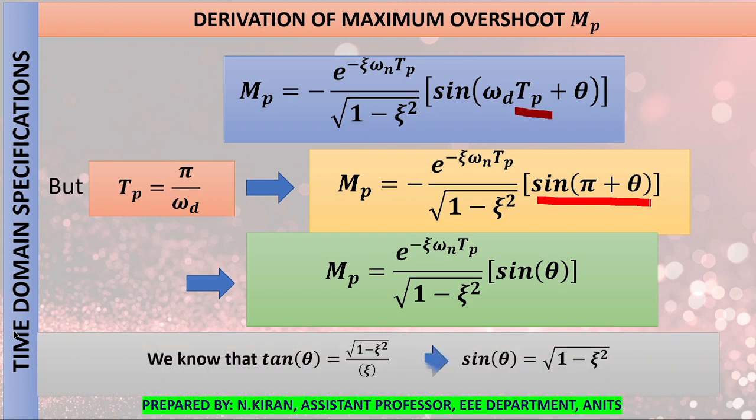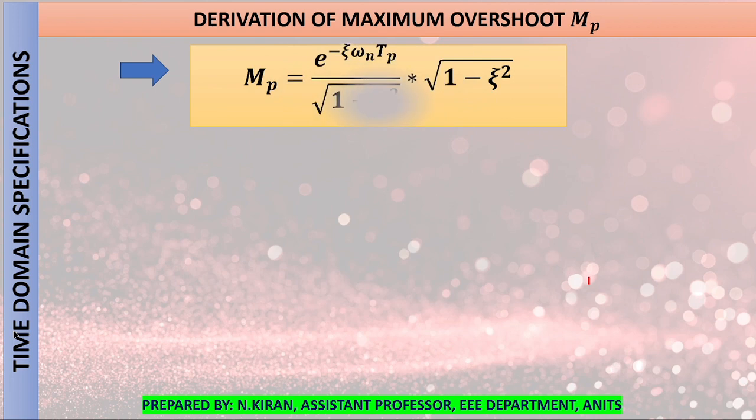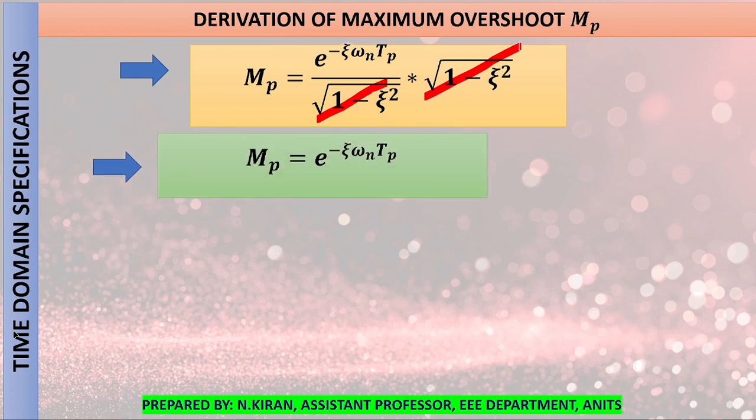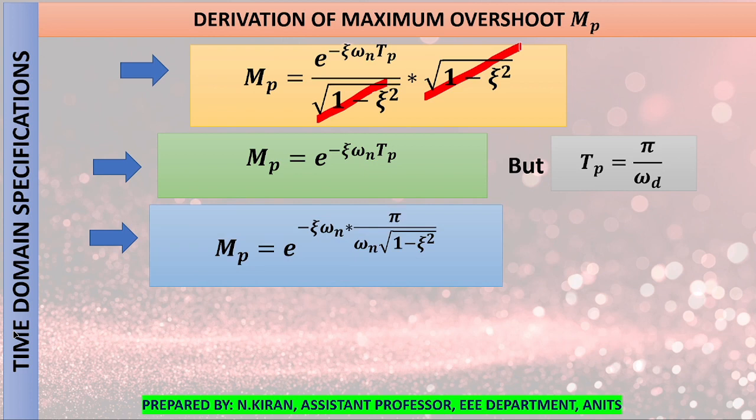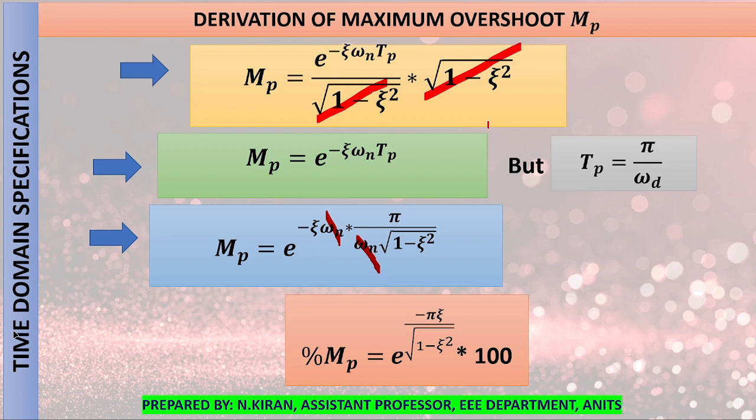We all know the expression for tan theta, isn't it? It is root over 1 minus zeta square by zeta. If we place this in a right angle triangle, that will give me the expression of sine theta to be root over 1 minus zeta square. This I will replace in the above expression. That will cancel out the term root over 1 minus zeta square, which is already present in the denominator. Therefore Mp value will be e power minus zeta omega n into tp. Again here tp is nothing but pi by omega d. So I'll substitute that, and omega d is eventually omega n into root over 1 minus zeta square. That will cancel out the values of omega n, and ultimately the percentage peak overshoot will be the expression e power minus pi zeta divided by root over 1 minus zeta square into 100.